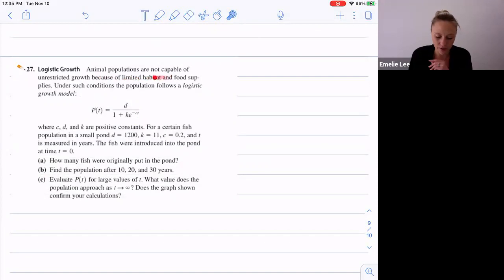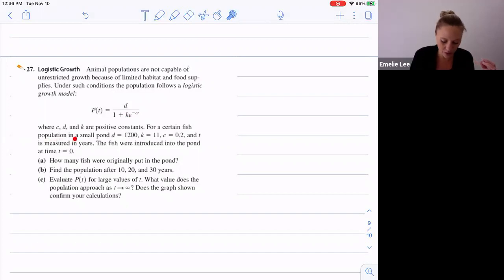So animal populations are not capable of unrestricted growth because of limited habitat and food supplies. So this happens in nature, right? Where you introduce fish into a pond, I think is what we'll see. The pond is only so big, so the population will only be able to handle a population of a certain size. And so if that's the case, then we have a logistic growth model, which looks like this in general, where c, d, and k are positive constants. And so c, d, and k are just constants, which will be given to you.